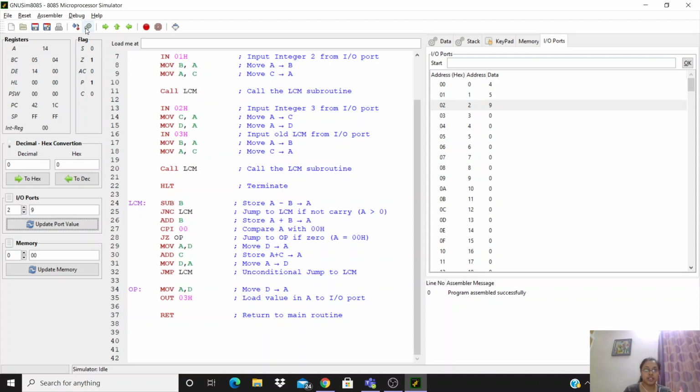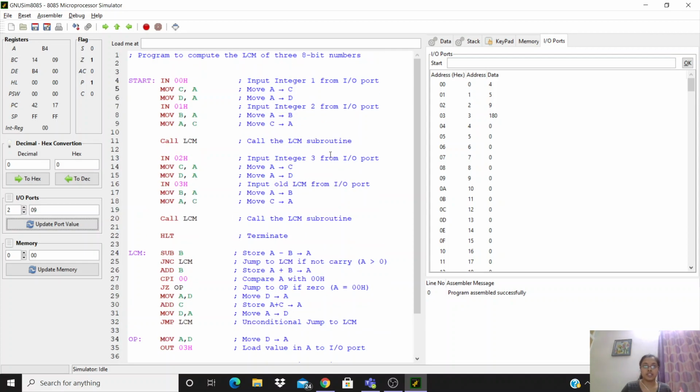So if we run this program, we'll get the LCM as 180 in the 03 IO port, which is as expected. The LCM of 4, 5, and 9 is 180 because they don't have any common factors, so it will just be the multiplication of 4, 5, and 9.